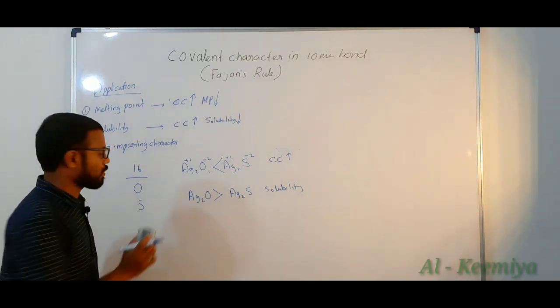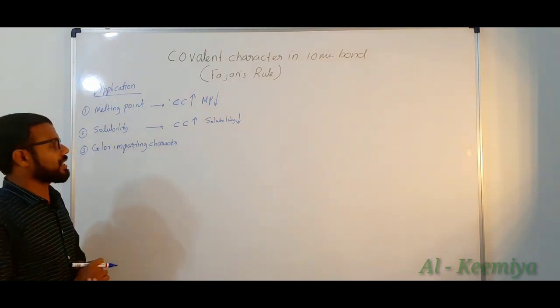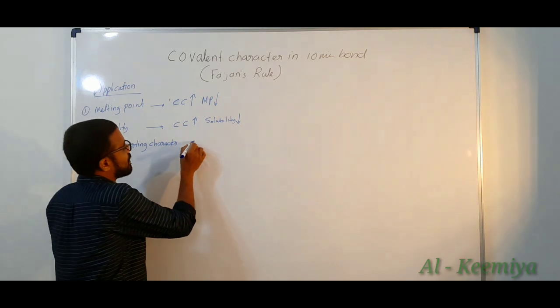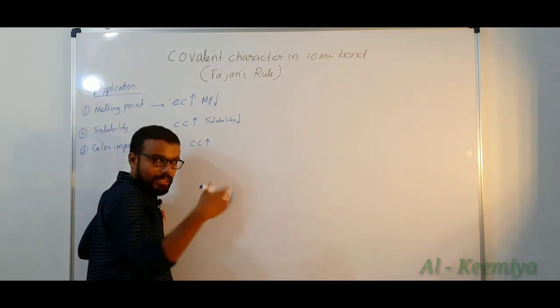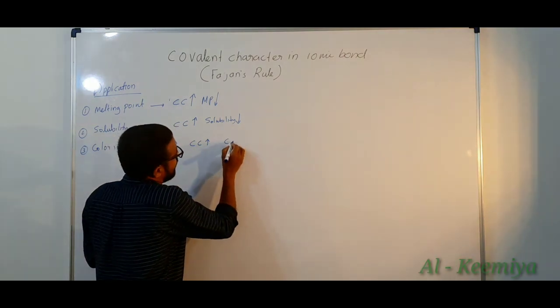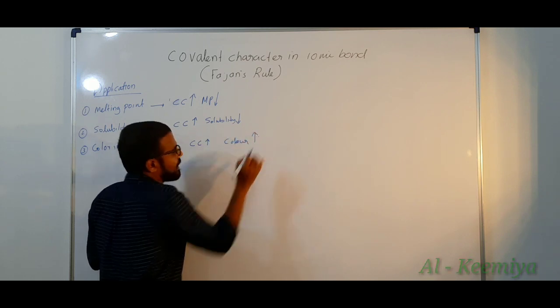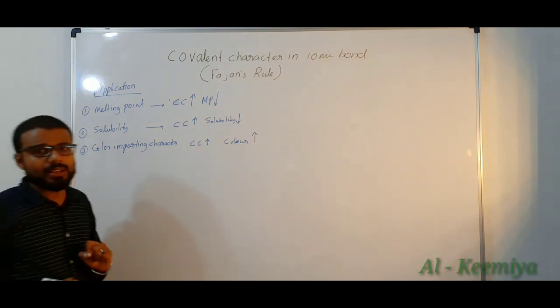This is Fajan's rule. Next application: color imparting character. Higher the covalent character, darker will be the color, that is, more colorful. That means the color imparting character increases. Higher the covalent character, the color imparting character increases.